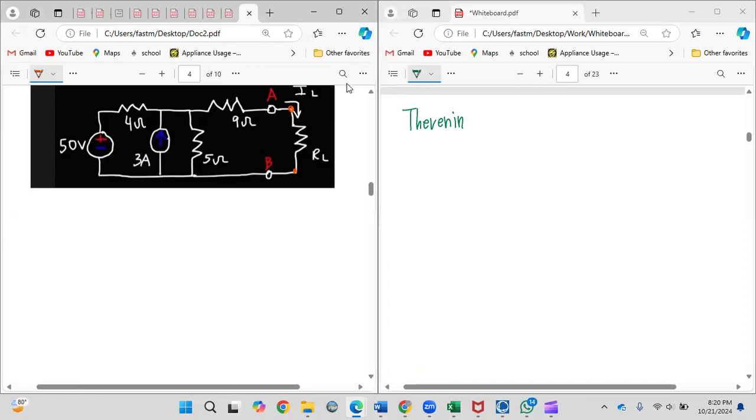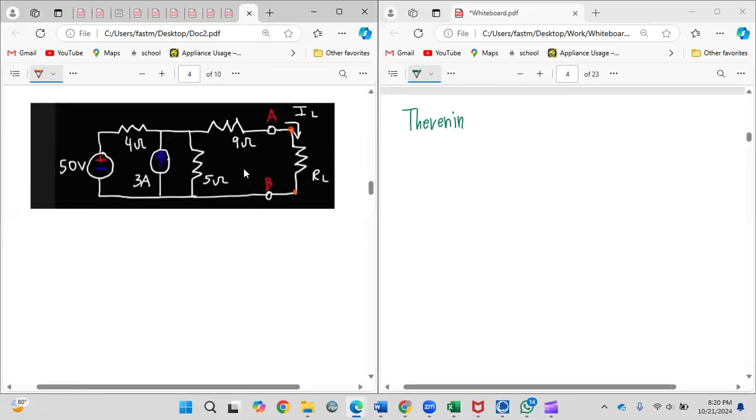So if you're looking at this diagram here, this RL or your load, this is what we want to manipulate. We want to increase it, decrease it, and see how the voltage and the currents in the circuit would change due to me manipulating that. That is basically what Thevenin and Norton is, just a circuit reduction to make the analysis simpler.